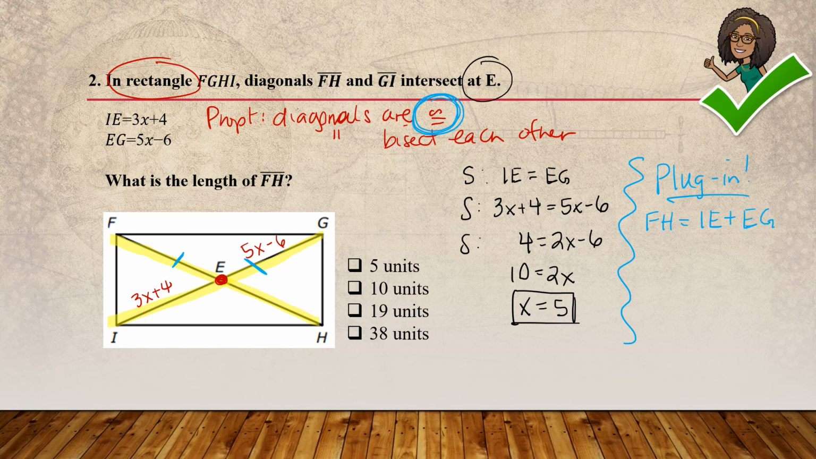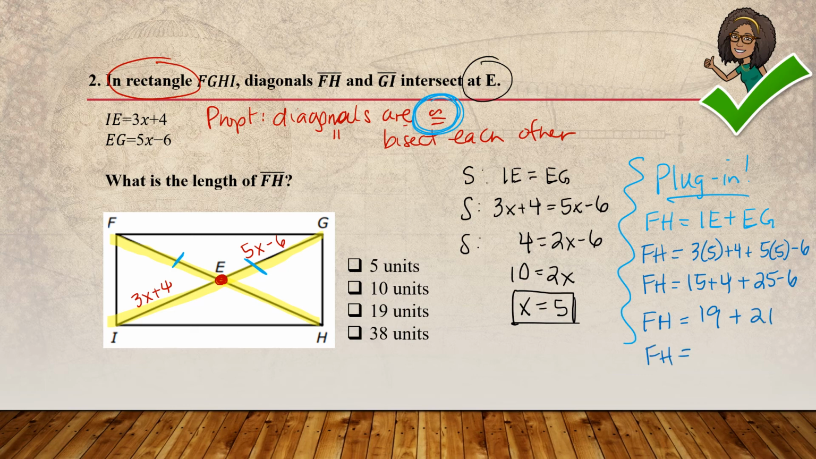So let's plug in. So that means FH is equal to IG was 3 times 5 plus 4, and then EG was 5 times 5 minus 6. So FH, we have 15 plus 4 plus 25 minus 6. So all in all, we have 15 plus 4 is 19, 25 minus 6 is 21, so I have FH as being 38 units. So that is the length of FH.